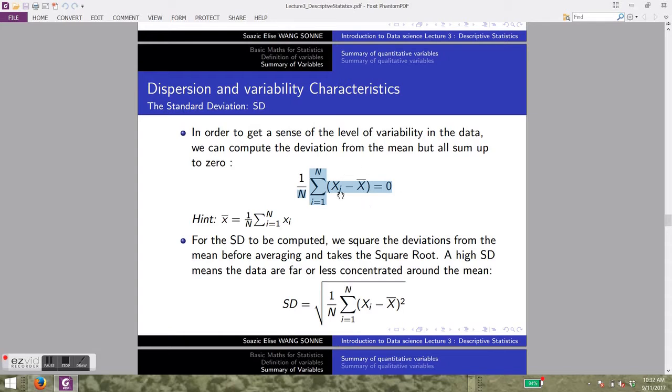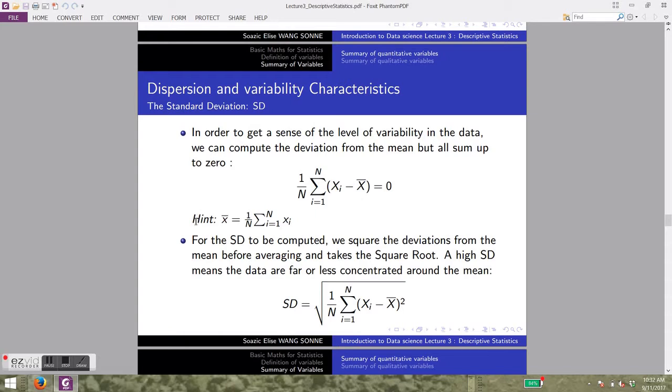Right, and I give you a little hint here. I would like you to go back home and do this homework and show me how, when you compute the sum of all observations' deviations from the mean, you get 0. You should be able to tell me why, and I give you a hint here.